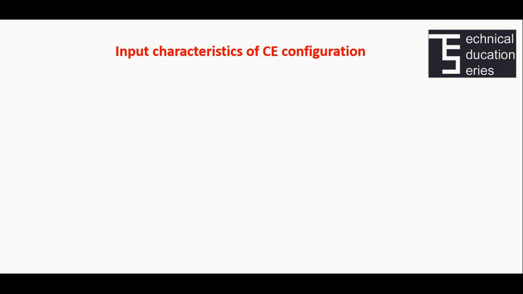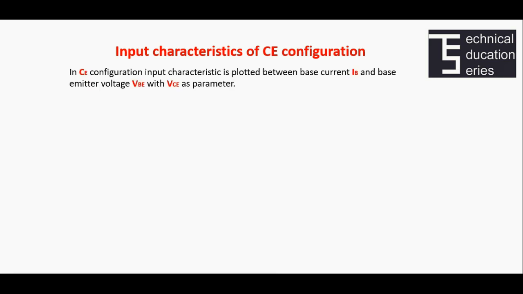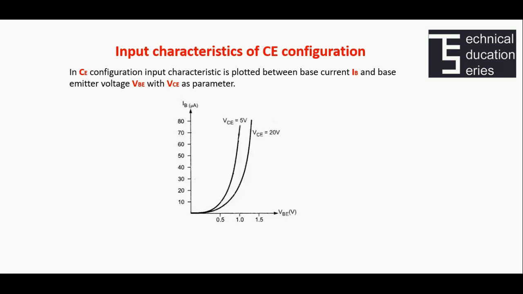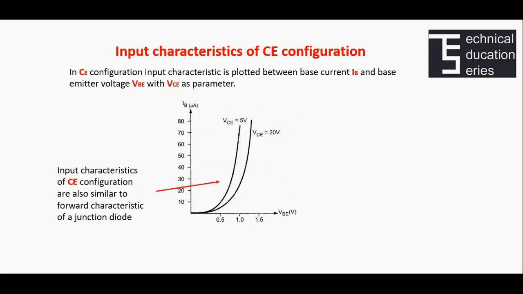Input characteristics of a configuration indicates the relation between the input voltage and input current. In case of CE configuration, input characteristics is plotted between base current IB and base emitter voltage VBE with the VCE as parameter. We can plot the input characteristics for different values of VCE. Here it's a set of characteristics curves plotted for the VCE values of 5 volt and 20 volt. Here the input characteristics of a CE configuration is also similar to forward characteristics of a junction diode.